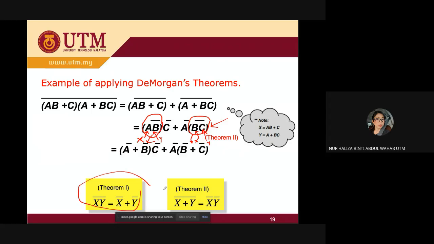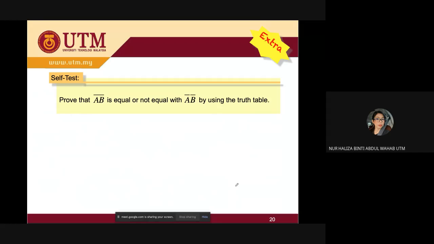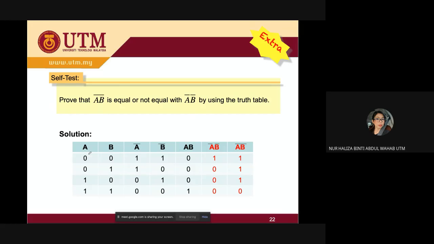So please remember the first theorem and second theorem. This one is a self-test. You can try to prove that A B bar equals A bar B bar using the truth table. If you have the input A, B, you can also have the truth table for A bar, B bar. You can see it clearly: if A is 0, A bar will be 1. Similarly for B, if you have 0, you will also get 1 for B bar. So please try to look into this.